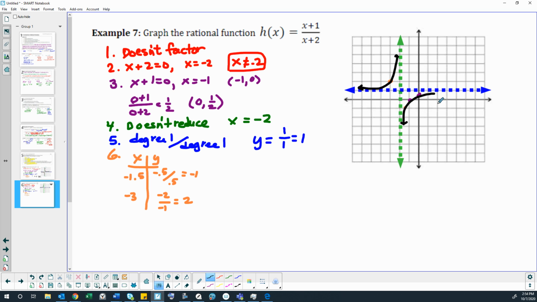And maybe I'll look at this one too. Ooh, I must be getting better with practice. So there is our reciprocal graph. But what's different about this one than our previous one?